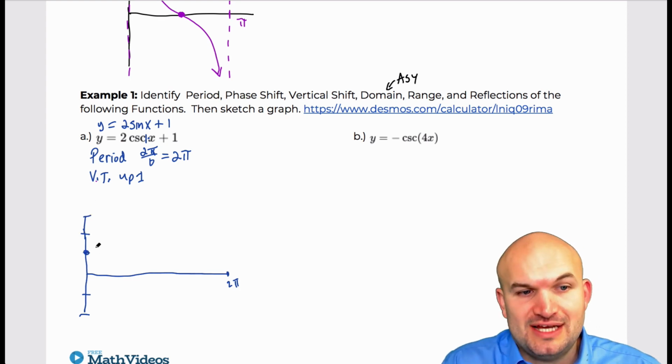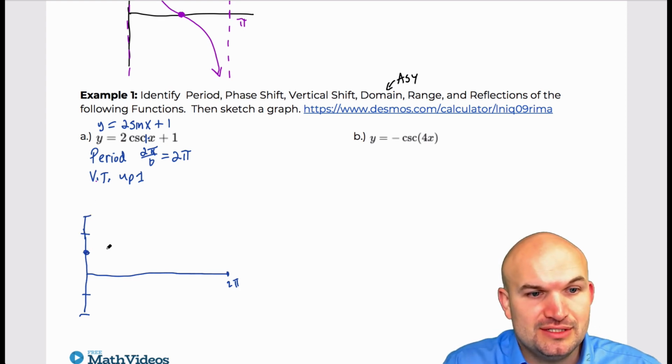So a rough sketch of that graph would be looking something, let's just say, here's pi. So I'd probably go somewhere down here.